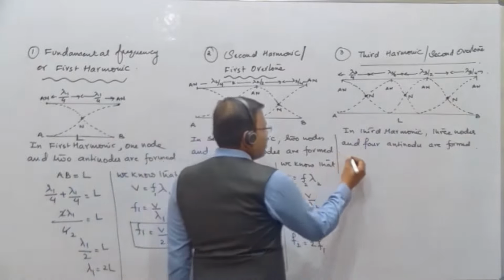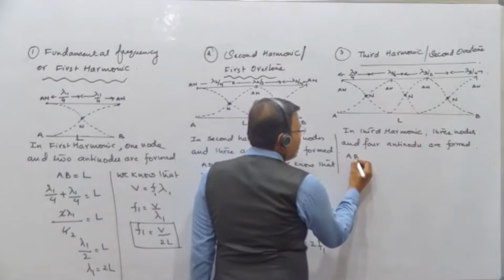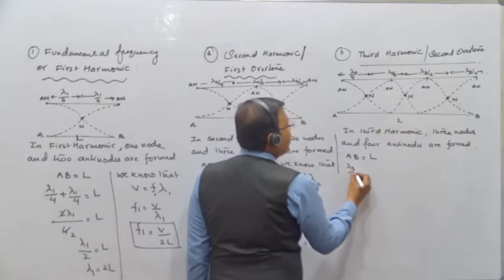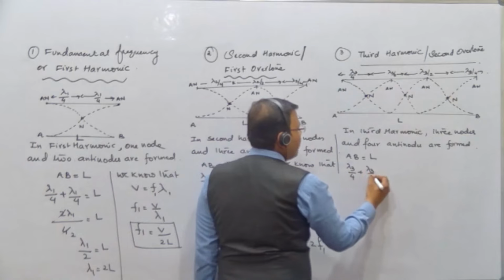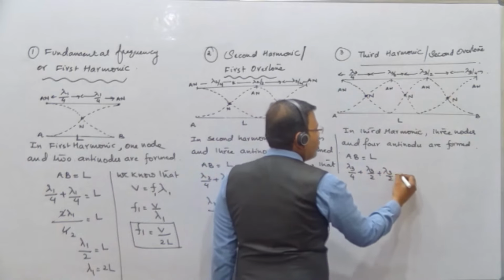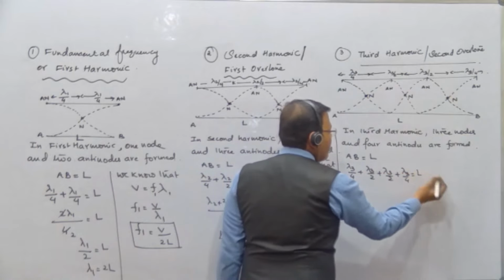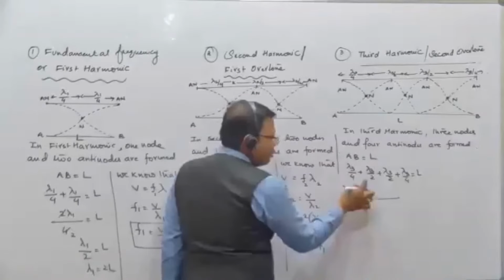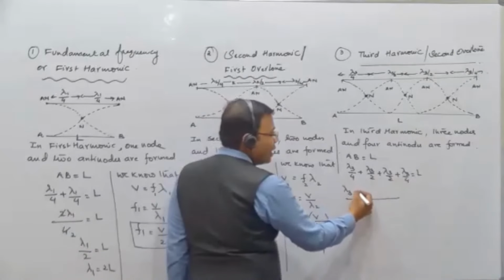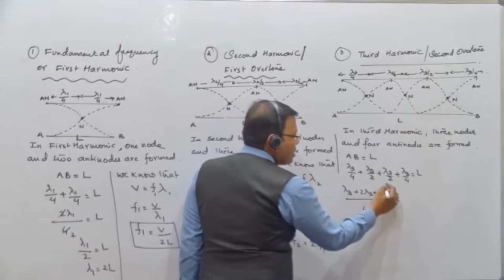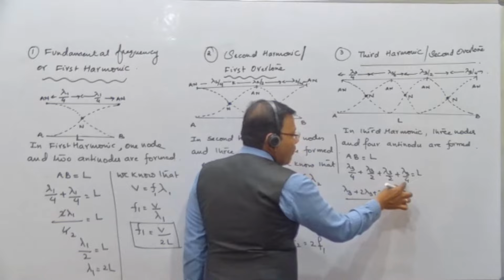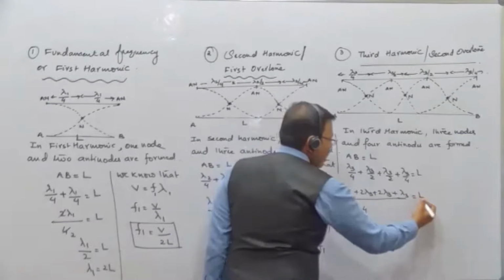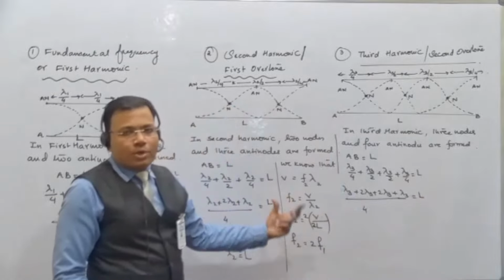So pay attention. This is AB, and again AB is equal to L. If you add all these, we get lambda 3 by 4 plus lambda 3 by 2, lambda 3 by 2, lambda 3 by 4, that is equal to L. Now, if you take the LCM 4, we get lambda 3 times 2 over 4, plus the same thing, then dividing 4 by 4 we get just lambda 3, that is equal to L. Simply we are taking the LCM, students, no need to worry about this.